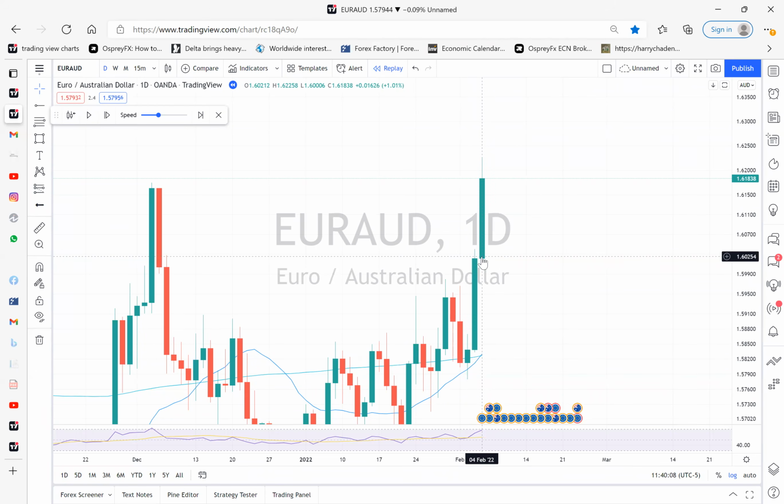This next candle opened up. It should push all the way down to the top of this wick for healthy price action, right? Everybody understand that?